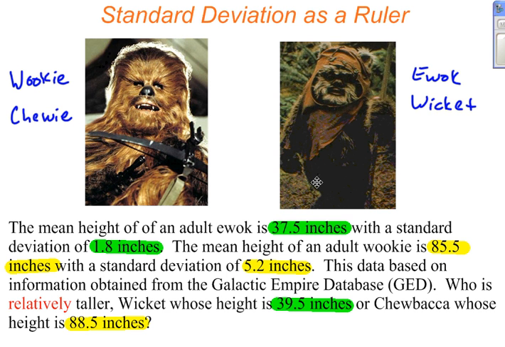Well, how am I going to compare these two? Which one is relatively taller? Obviously, Chewbacca is taller. He's 88.5 inches, whereas Wicket is only 39.5 inches tall. It's obvious that Chewie is taller, but which one is relatively taller? Well, in order to figure that out when we're dealing with two sets of data, the Wookiee data and the Ewok data, how can I make those comparisons? We can compare these data by standardizing our data. So how do we standardize our data?